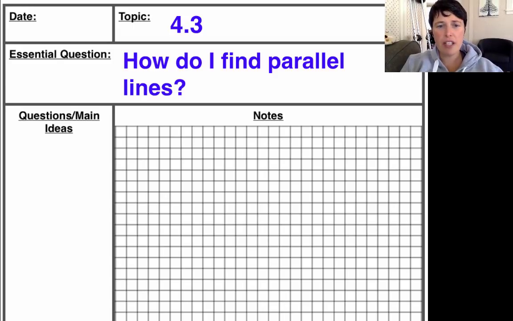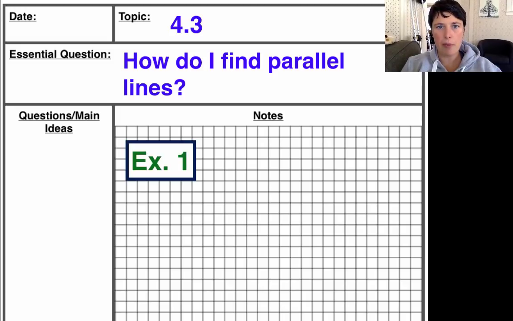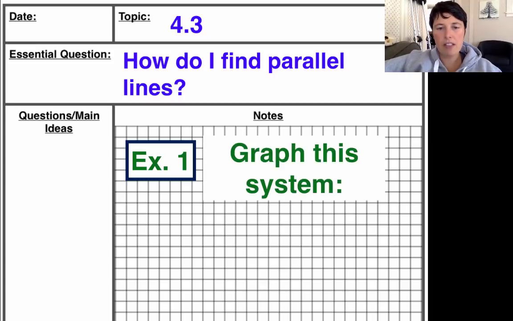Here's the question for this video. How do I find parallel lines? So we're going to dive into this with a problem. We're going to do an example 1. And the focus here is we're trying to become experts at knowing how to write equations for lines, graph lines, make tables, but we also want to know how to compare different lines to each other. So let's get into what a parallel line situation would be.